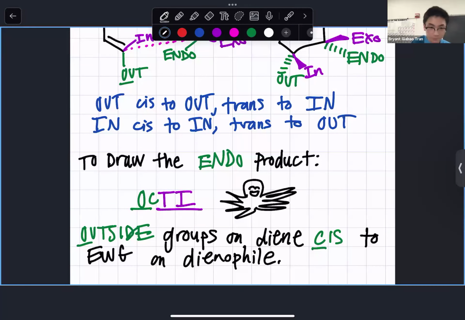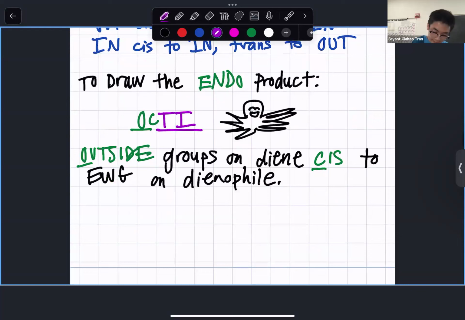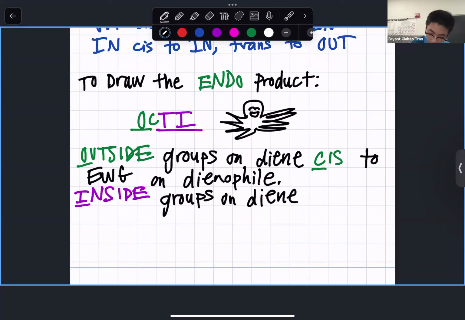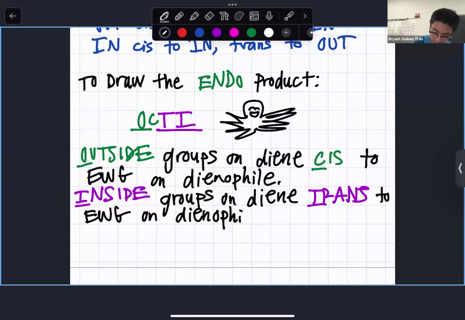The last note here is that the inside group on the diene are trans to the EWG on the dienophile. So let's look at an example here.